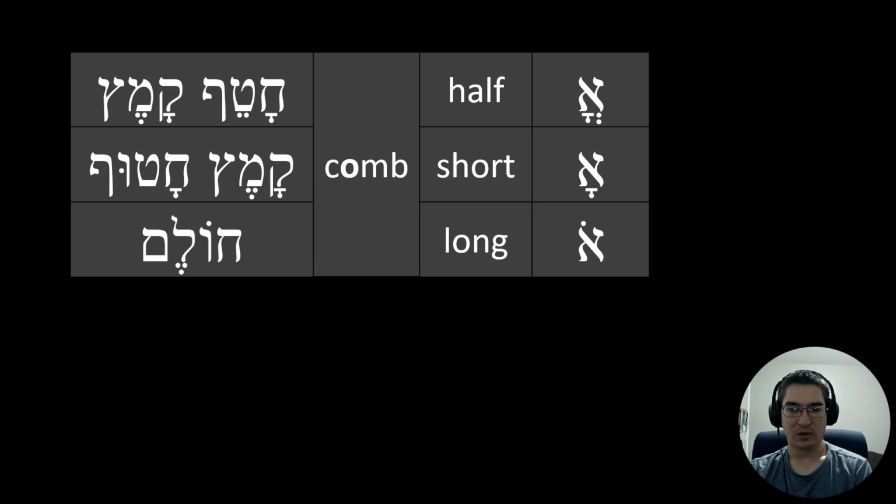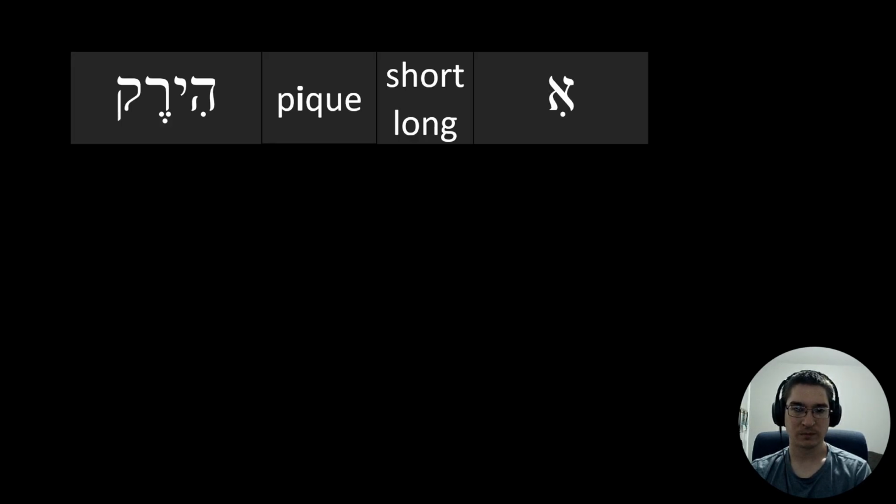Finally, we have the long vowel, the holem, which is the only pointing that appears above the consonant. The hirik is either long or short. It's the same symbol regardless of length, and it's just a single dot beneath the consonant.